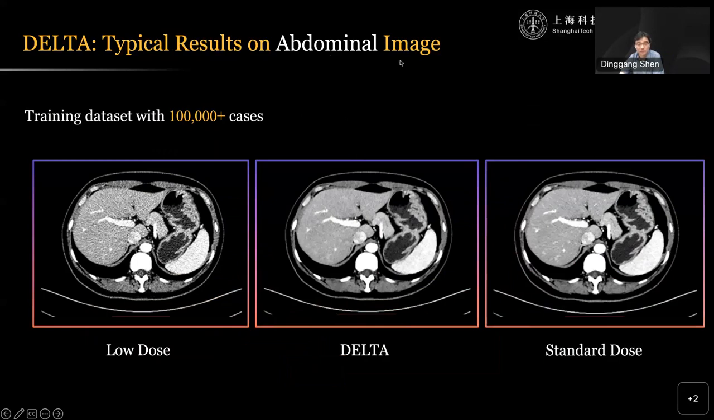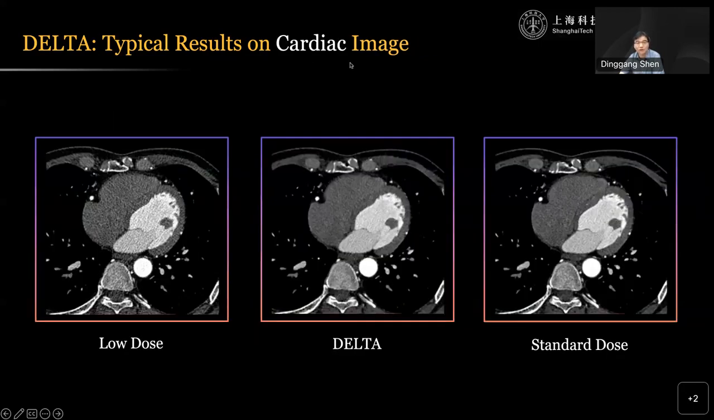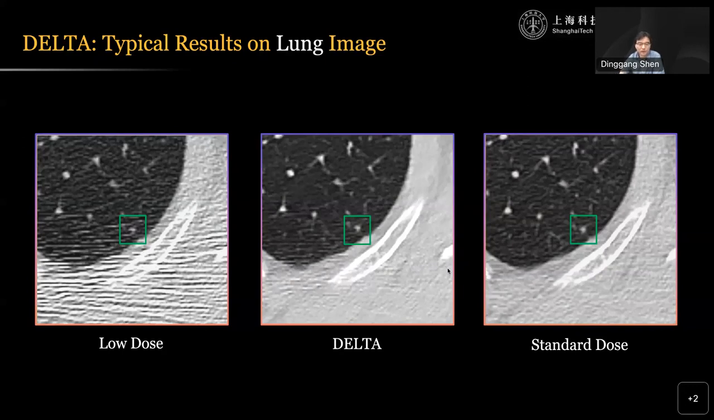We show the results for the abdominal image. On the right, you can see the CT image for the standard dose, and on the left, this is a low-dose CT image. In the middle, using our deep learning training algorithm for the low dose, you can see that you can keep some details, and this is for abdominal, and similarly for the cardiac image. If you use a low dose, you can see lots of noise over there, but if you use our algorithm, you can see the result is relatively similar to the standard dose. Of course, this is just a visual comparison, and we are going to give you some quantitative results later.